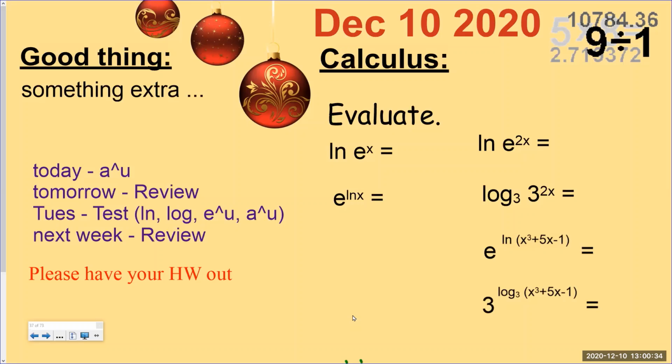We're going to talk about a to the u today. Online already is your review on my math lab for your test on Tuesday. So go ahead and start that tomorrow. You can actually start it today too. I've had lots of people start it today. You want to finish that through the weekend. Come on Monday with questions, all right? If you don't finish, it's fine. But the thing is, you won't know what you don't know, okay? And then you won't be able to ask me.